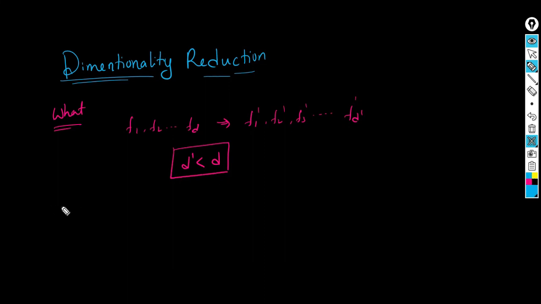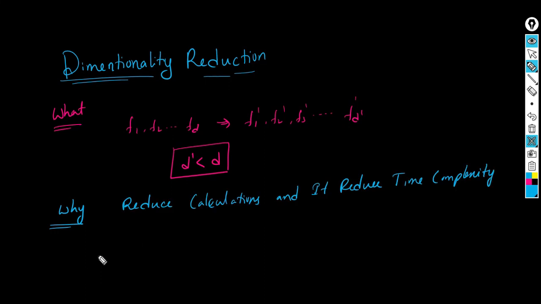Why do we need this dimensionality reduction technique? By reducing the dimensionality, that means the number of features is going to be reduced. By reducing, we are going to reduce the number of calculations, and also we are going to reduce the time taken.